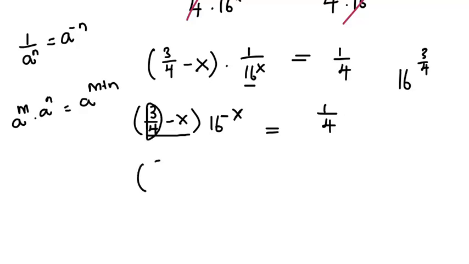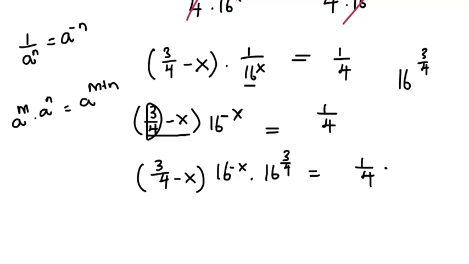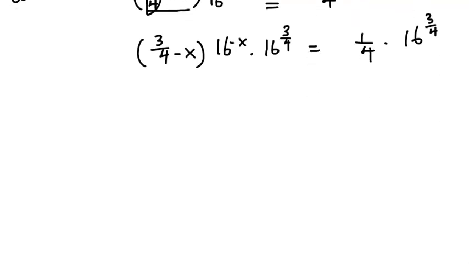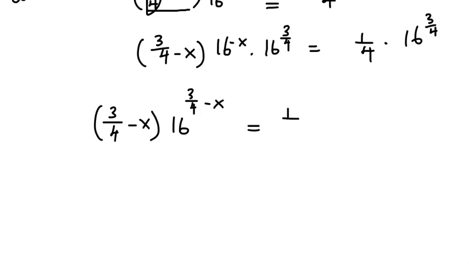So now we have 3 over 4 minus x, then multiply by 16 raised to the power of negative x, then multiply by 16 raised to the power of 3 over 4. So this will be equal to 1 over 4 multiplied by 16 raised to the power of 3 over 4. Okay, so now from here we have 3 over 4 minus x, then we can add that power. So negative x plus 3 over 4 is same as 3 over 4 minus x, right? So this will be equal to 1 over 4.